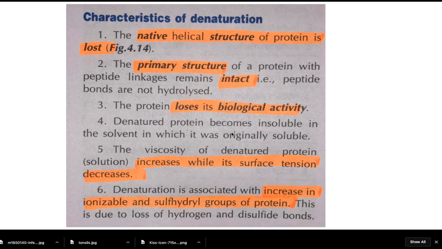And denatured proteins become insoluble in solvents. Okay, the denatured proteins are insoluble in the solvents, and the viscosity of the denatured protein also increases, whereas the surface tension decreases. And I hope you know that the surface tension is inversely proportional to viscosity. And the denaturation is associated with an increase in the ionizability of the protein as well as the sulfhydryl groups of the protein. This is basically due to the loss of the hydrogen bonds and the disulfide bonds in the protein, leading to an increase in the solubility and sulfhydryl groups of the particular protein.